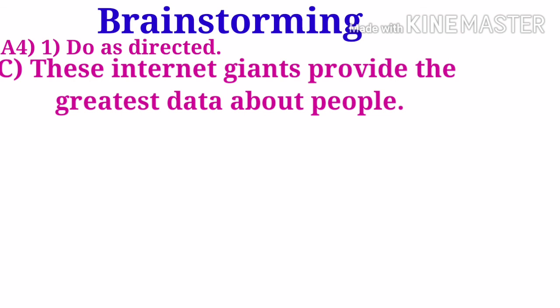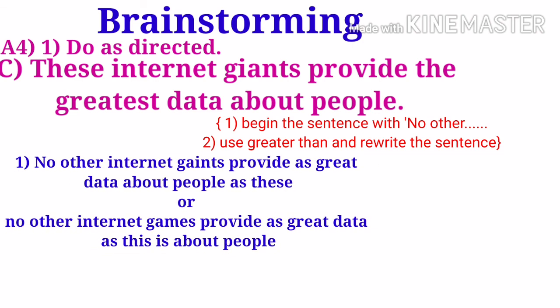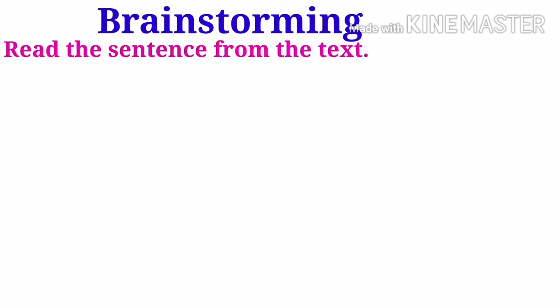See, these internet games provide the greatest data about people. Once again, two instructions are there. Begin the sentence with no other and use greater than and rewrite the sentence. So the first sentence is: no other internet games provide us as great data about people as these. Or next, no other internet games provide as great data as this about people. We can write this answer both ways. Now see the next. These internet games provide greater data than any other internet games about people. Got it, everybody?